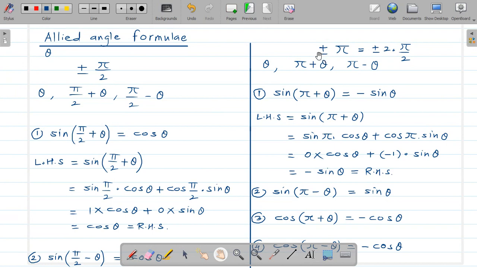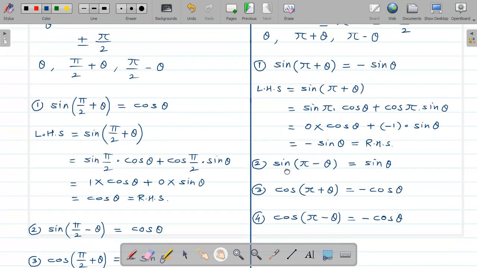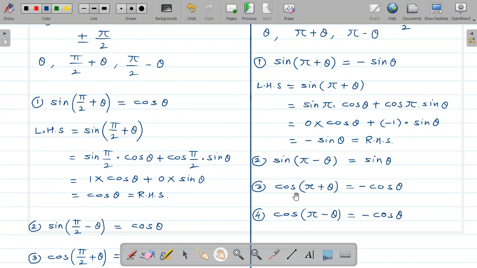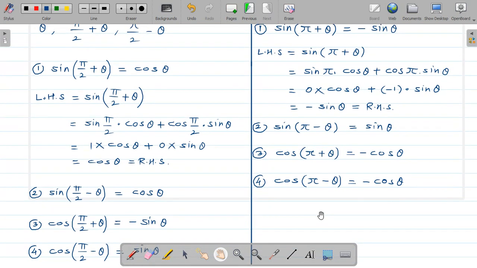And next we discussed that if the sum or difference between the angles is either plus or minus pi, that means it is plus or minus 2 times pi by 2. So the integral multiple is either plus 2 or minus 2, and related to that we have the angles pi plus theta or pi minus theta, and hence we get the allied angle formulae. That is, sin of pi plus theta is equal to minus sin theta, sin of pi minus theta is equal to sin theta, cos of pi plus theta is equal to minus cos theta, and cos of pi minus theta is equal to minus cos theta. So these are the four formulae.